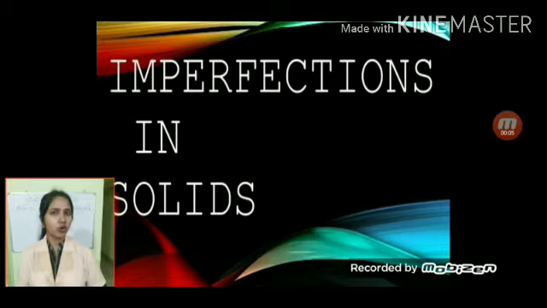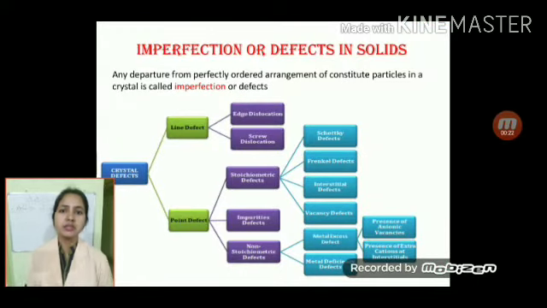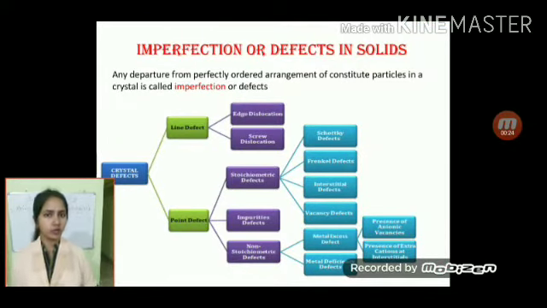Students, as you all know, we have already covered the first four parts of solid state chemistry. In today's class we will be discussing the fifth part, and the topic for today's class is imperfection or defects in solid. Now let us start today's class. See, imperfection or defects in solid.